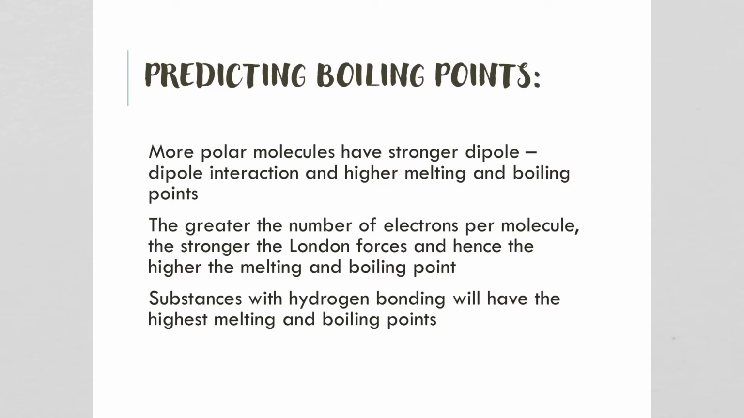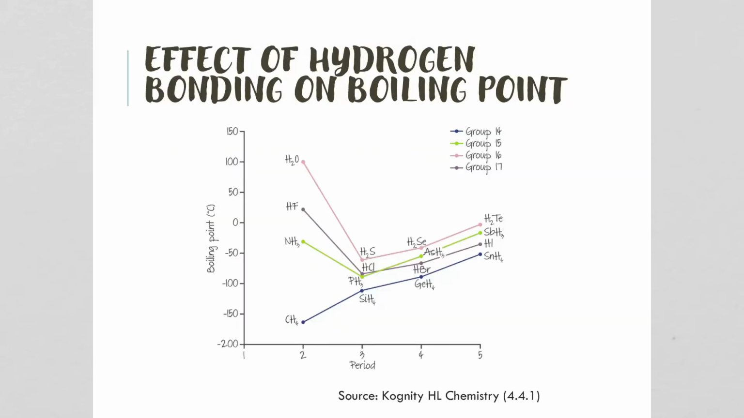And then substances with hydrogen bonding will have the highest melting and boiling points because their force of attraction is very strong. So this graph from our Cognitivity textbook is really well explained in section 4.4.1, but I'll explain it a little bit here. So this shows you the effect of hydrogen bonding on boiling point.